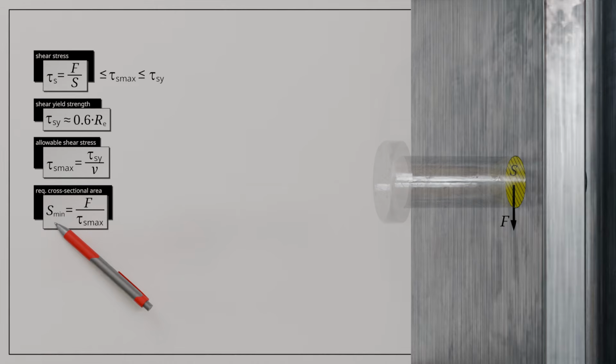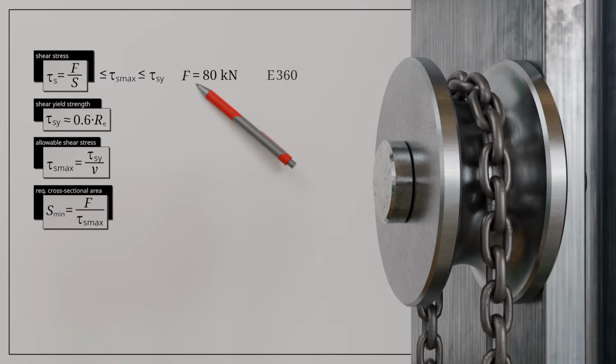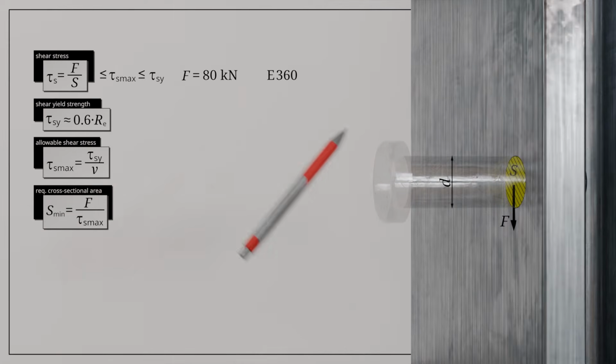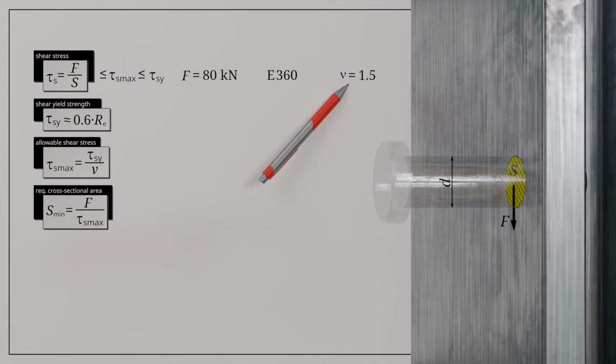Let us consider the example of the illustrated bolt used to mount a pulley to a support. The pulley exerts a constant force of 80 kilonewtons on the bolt, which is made of unalloyed steel E360. The question is, what minimum diameter must the bolt have to provide a safety factor of 1.5 against shear failure? To answer this, we first need the tensile yield strength of the material in order to estimate the shear yield strength. The yield strength can be obtained from the steel designation E360.